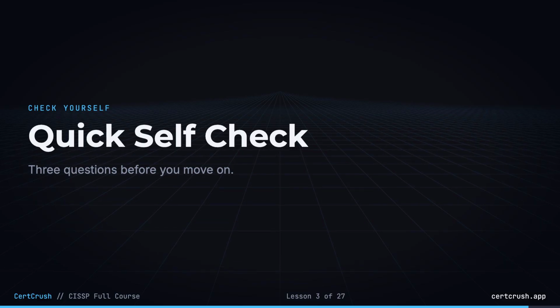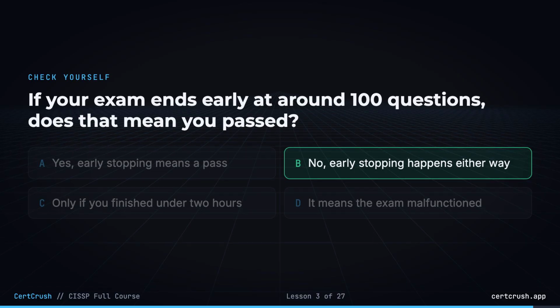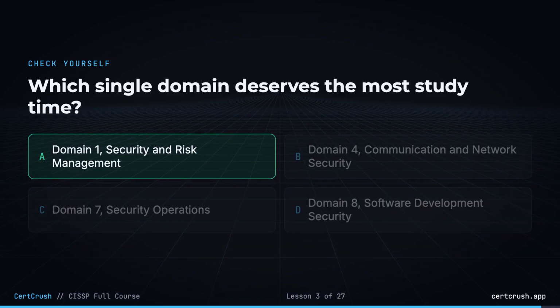Let's do a quick self-check. First question. If your exam ends early, at around 100 questions, does that mean you passed? Not necessarily. Early stopping happens at both outcomes, pass and fail, so you can't read your result from when the screen goes dark. Second question. Which single domain deserves the most study time, and what's its weighting? Domain 1, Security and Risk Management, at 16%. It's the largest slice and the home of the manager mindset, so it pays off across the whole exam.